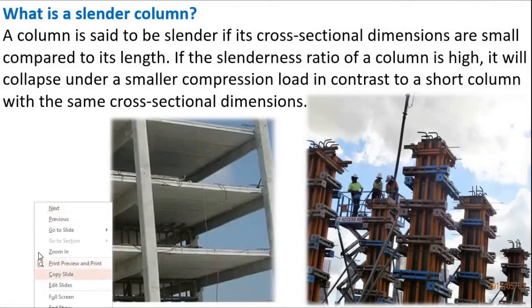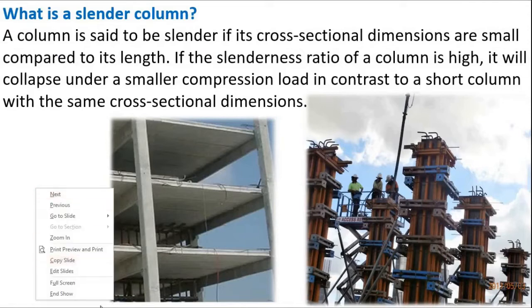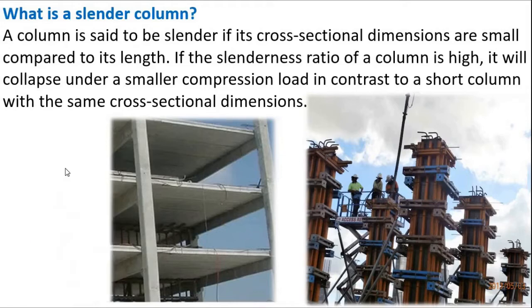And the second one is, what is a slender column? A column is said to be slender if its cross-section dimensions are small compared to its length. If the slenderness ratio of a column is high, it will collapse under a smaller compression load, in contrast to a short column with the same cross-section dimensions.